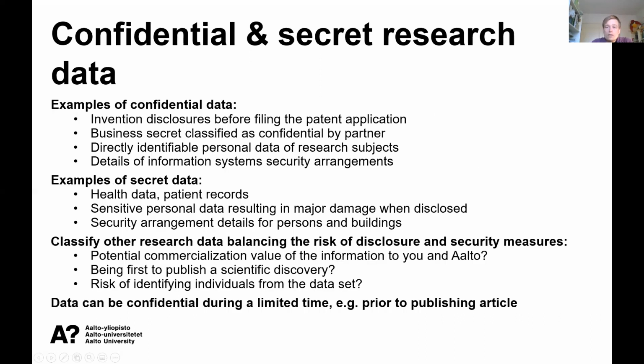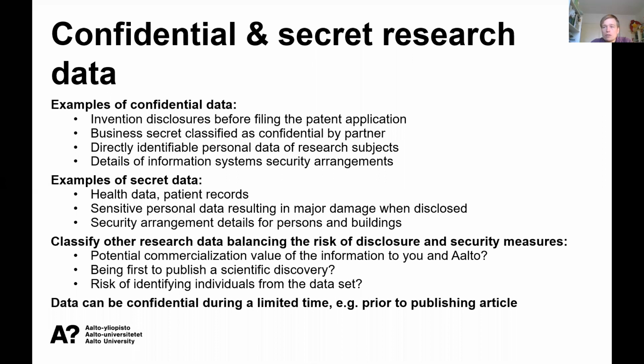So today we are talking about confidential and secret data. To elaborate a little more with examples: invention disclosures before filing the patent application should be kept confidential. These are easy examples that have been stated somewhere, like in legislation or policies, as confidential. Business secrets are confidential, and when a partner stamps something confidential, then it's confidential. This is also normally in agreements and non-disclosure agreements that we have to respect. And if there is directly identifiable personal data of research subjects, that is easily stated as confidential.